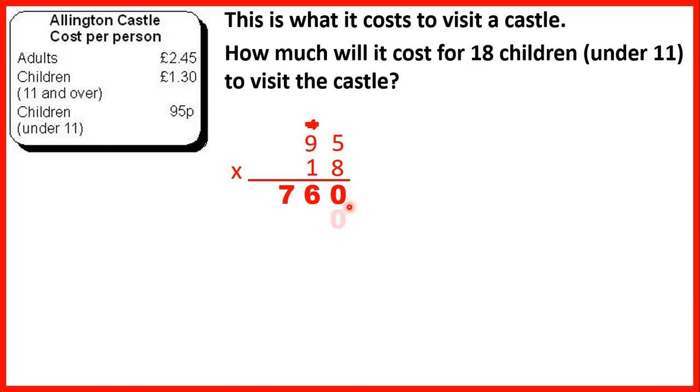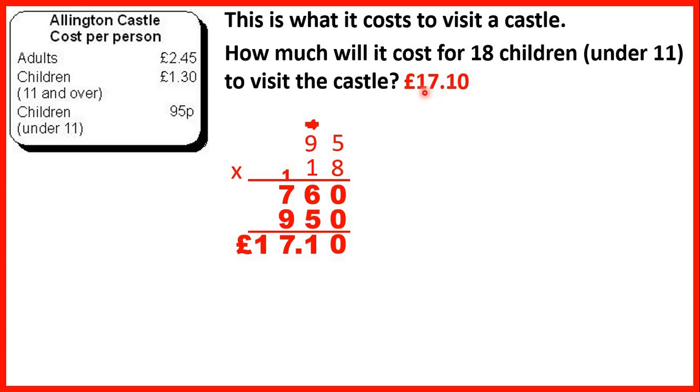We can use column multiplication, and that gives us £17.10, because remember, to change pence into pounds, we count 2 digits from the right, put our decimal point in, and then that gives us the amount in pounds.